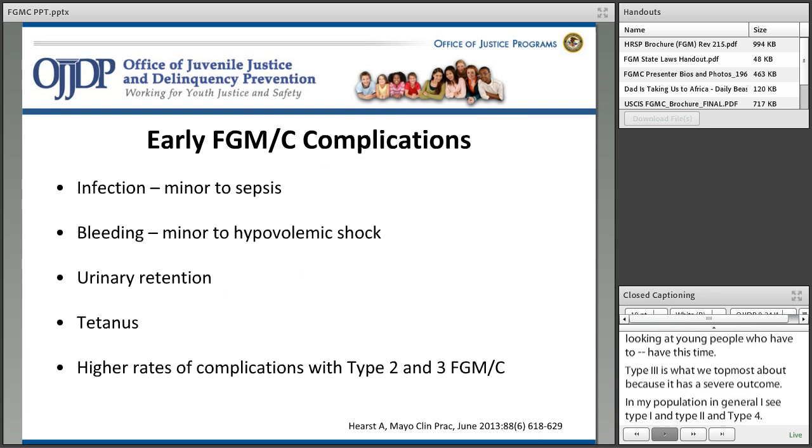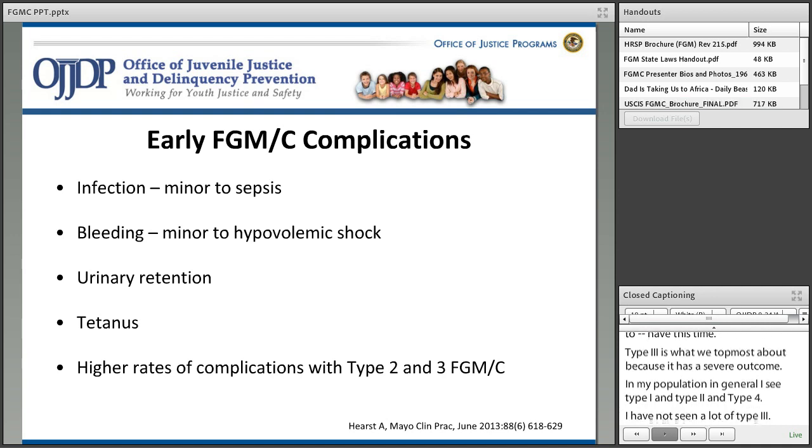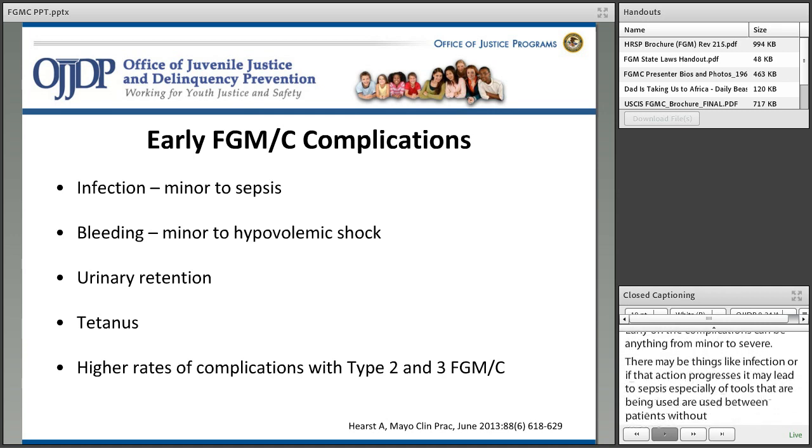So what are the complications from having this kind of procedure done? Early on, the complications can be anything from minor to severe. There may be infection, or if that infection progresses, it may lead to sepsis, especially if tools are used between patients without good cleaning, or are things like razor blades or pieces of glass or other sharp objects. Again, if a child hasn't been immunized, that can result in them also getting tetanus.